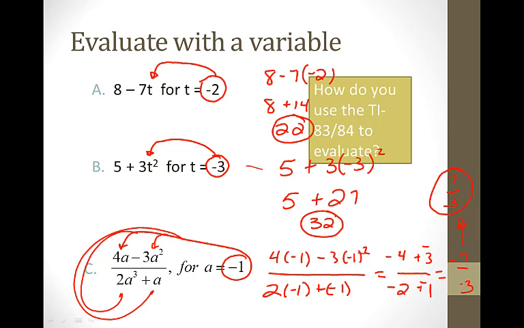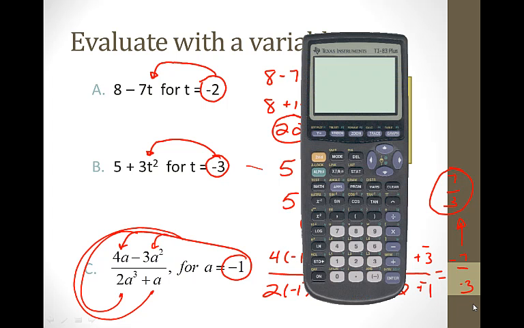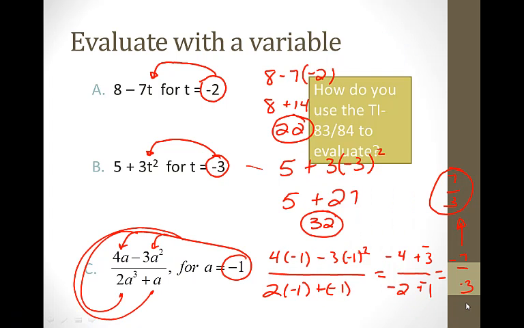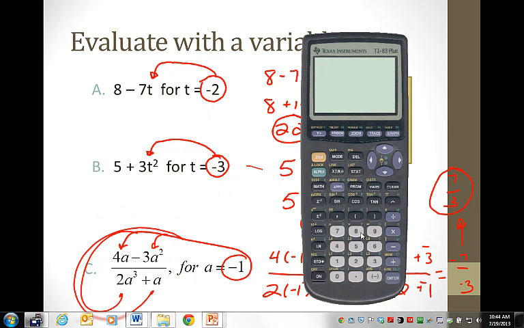So how do we evaluate these on the TI 83 or 84? Fortunately, the TI knows the order of operations. The smart calculator that it is. So there are a couple ways you can do this. With part A, you can just say 8 minus 7, and then you can put parentheses and then plug the negative 2 in. And we get 22, exactly the same thing.